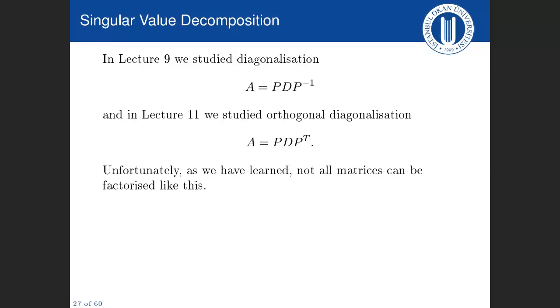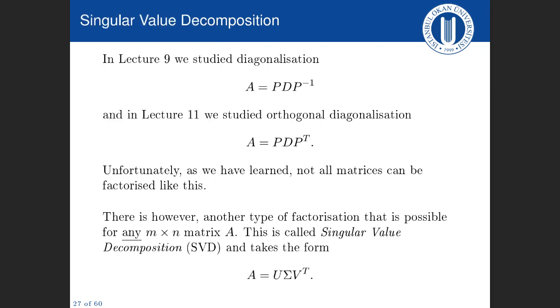some matrices A we can write as PDP inverse, where D is a diagonal matrix. In lecture 11, we studied orthogonal diagonalization, and we saw that symmetric matrices A can be written as PDP transpose, where D is a diagonal matrix. Unfortunately, as we've learned, not all matrices can be factorized like this. Not all matrices are diagonalizable, and only symmetric matrices are orthogonally diagonalizable.